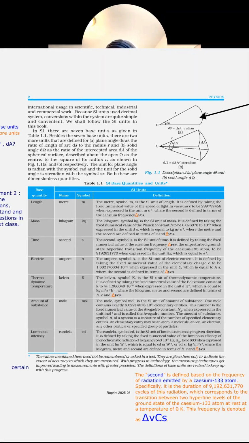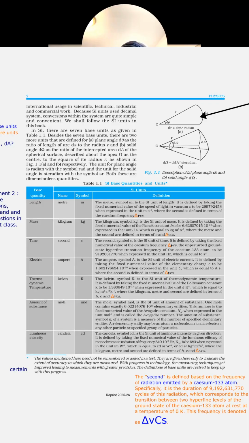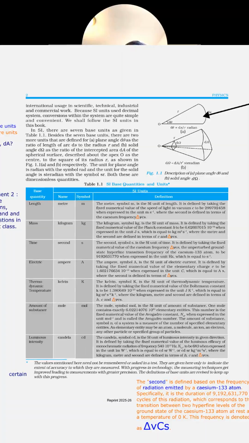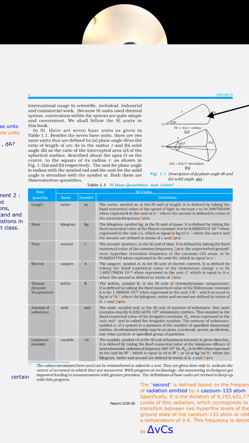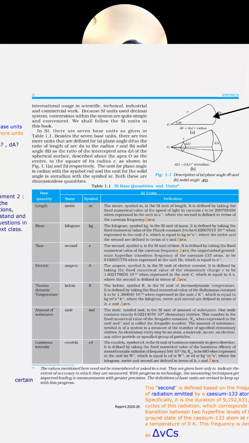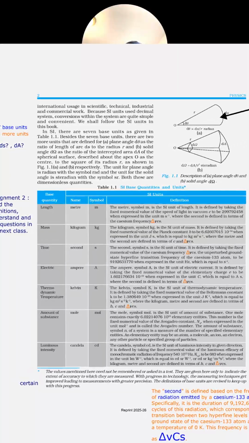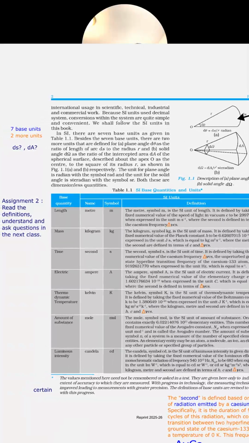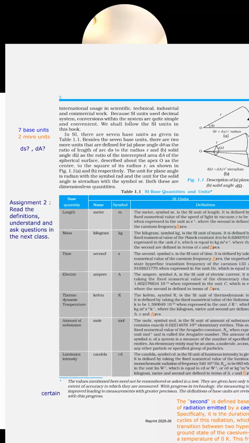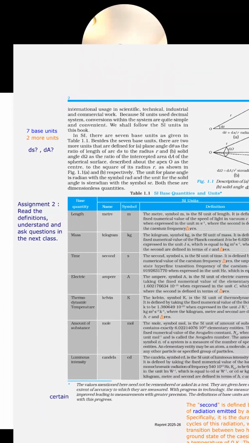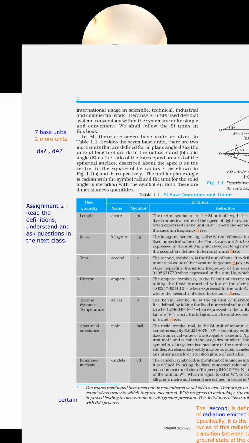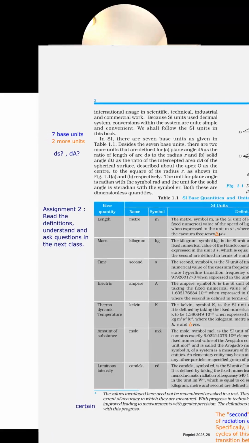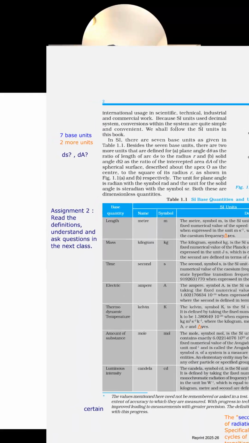They will not ask you to memorize these numbers. They are given here only to indicate the extent of accuracy to which they are measured, right? So we measure units to very accurate numbers. So units are very certain and very specific. With progress in technology, the measuring techniques get improved, leading to measurements with greater precision. The definitions of base units are revised to keep up with this progress.